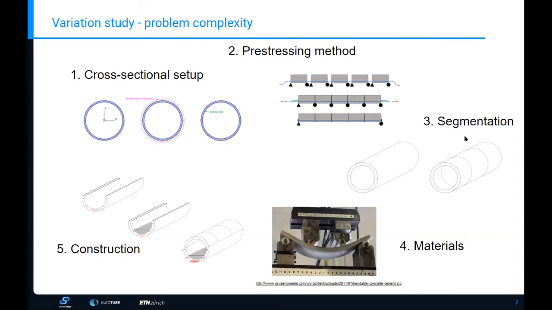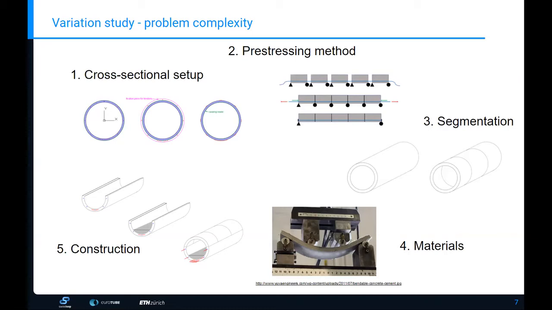The third subcategory was the segmentation. The problem is that a 20-meter long tube can most likely not be cast in one piece, so not monolithically, because it would end up in very bad quality. So it's kind of a must that we segment the tube. The question is just, how do we segment it?